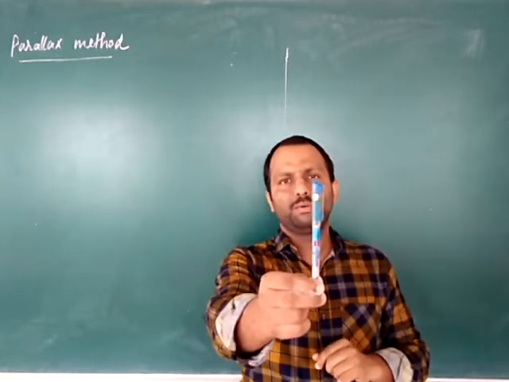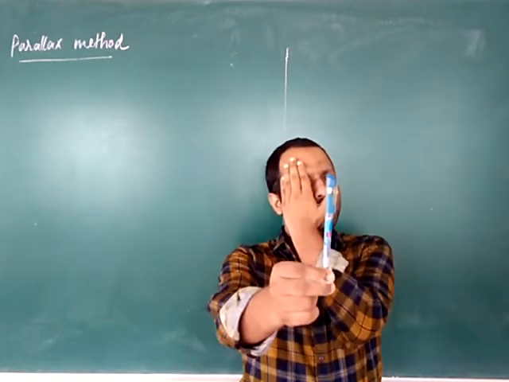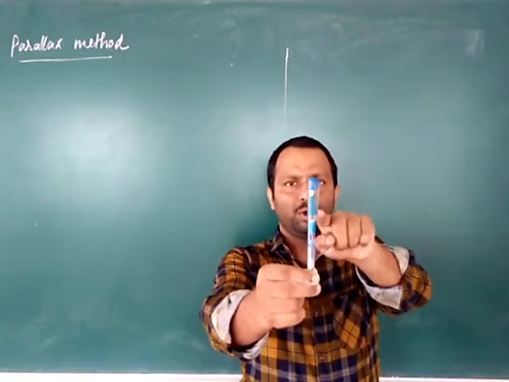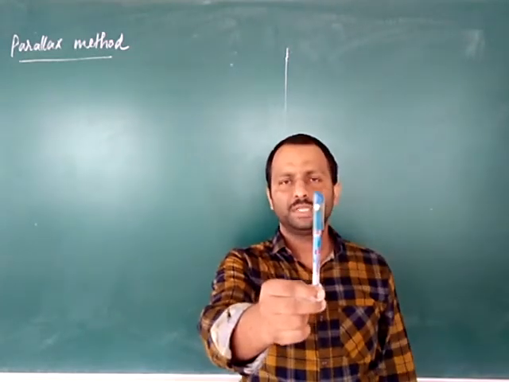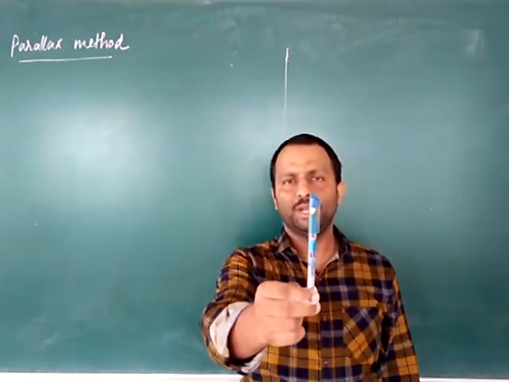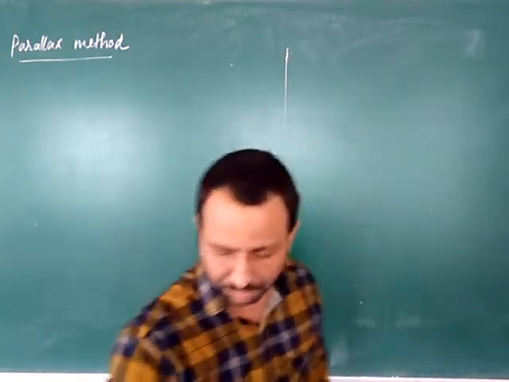So what you will observe when you look at this pen through your left eye, and again through your right eye, is a certain shift in the position of the object. This is said to be a parallax.